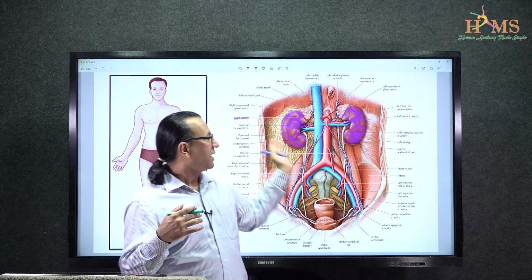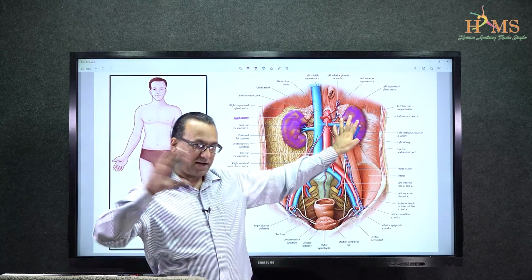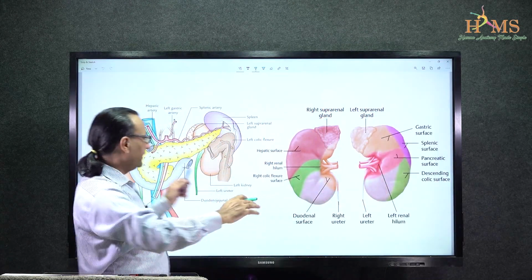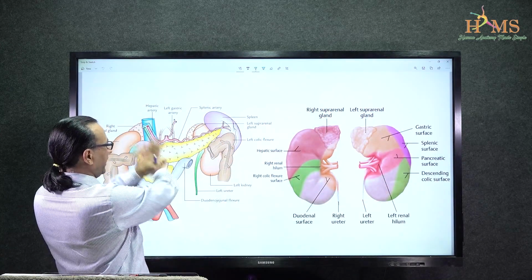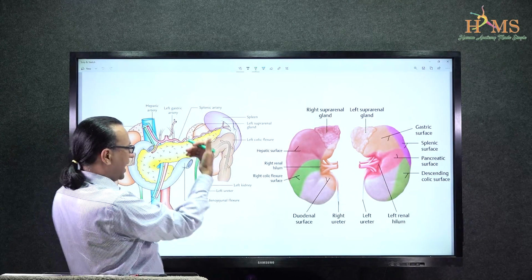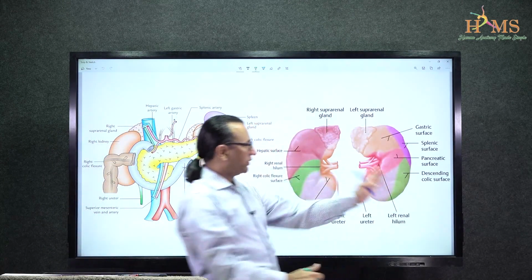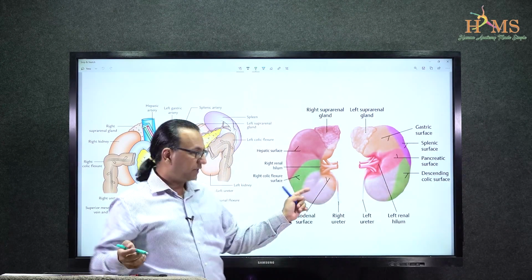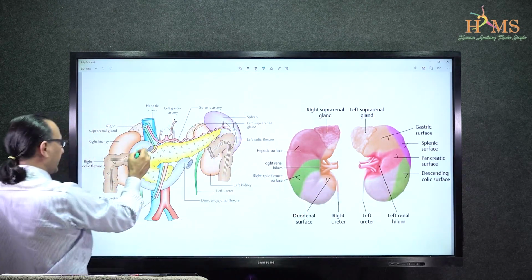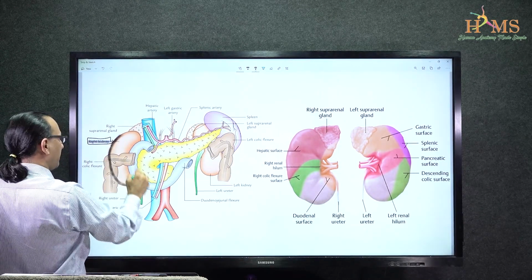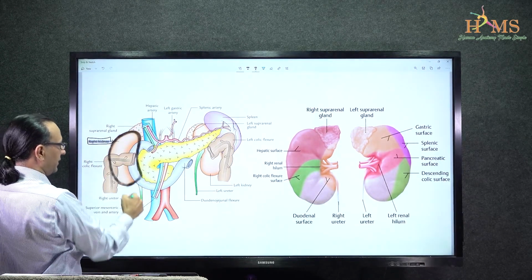So let us put them back, those viscera, and find out all the details. So here first, let us mark the various viscera in front of the kidneys and then remove them and have their impression on the anterior aspect of both kidneys. Let me first mark the outline of the kidneys. This is the right kidney here, which we are giving the outline. And then we can also mark the left kidney.